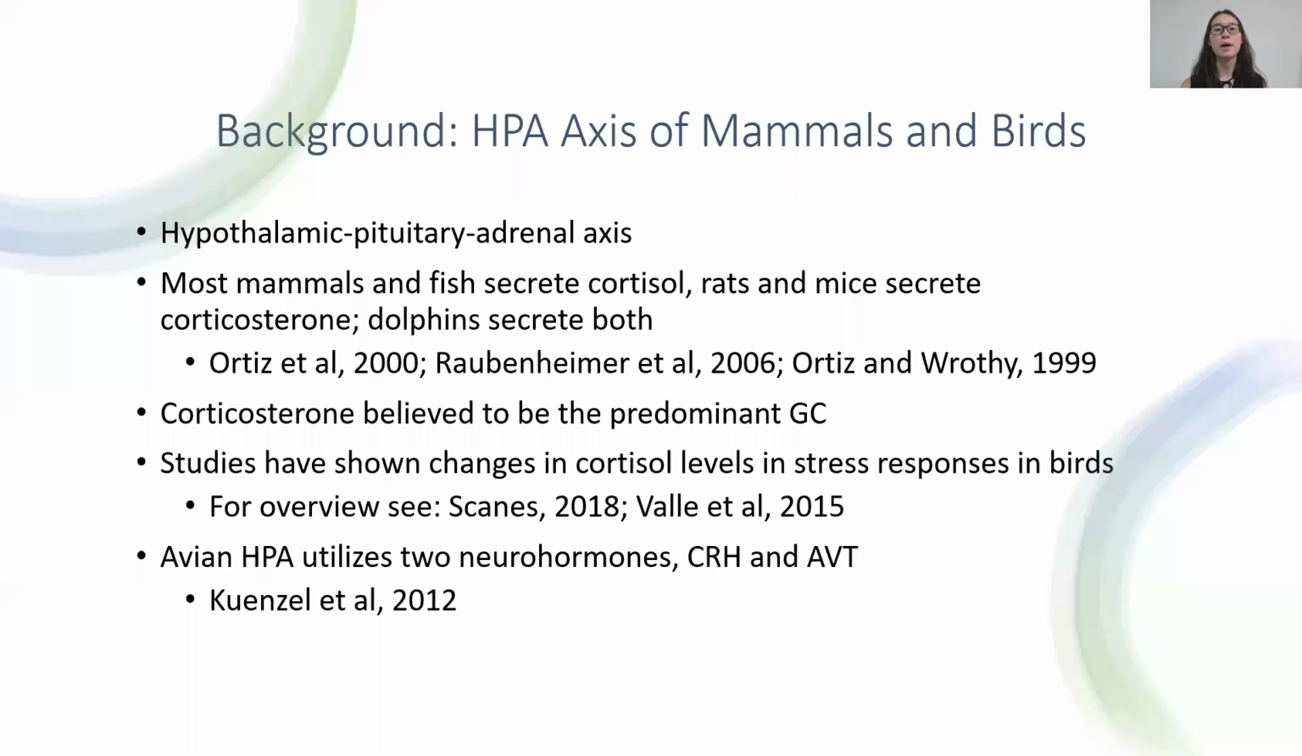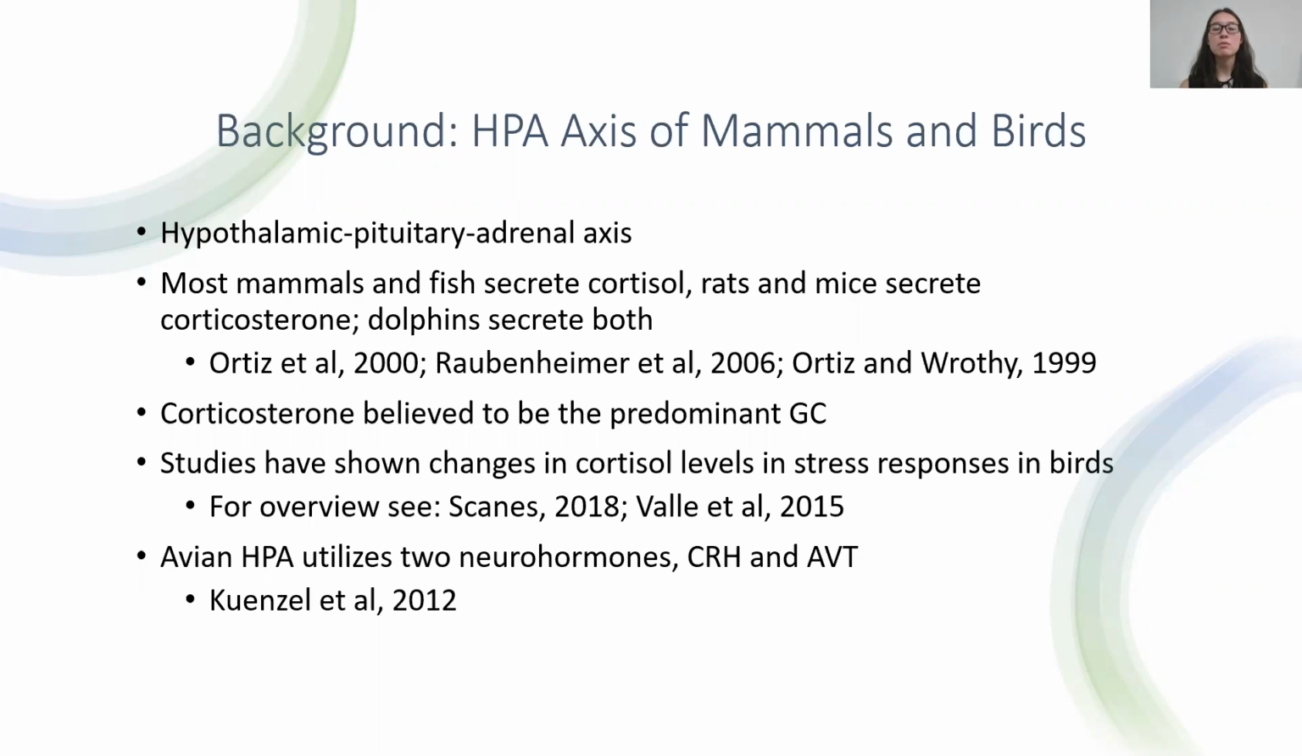So to start off with the background on the HPA axis of mammals and birds, HPA stands for hypothalamic pituitary adrenal axis. So it has interactions between three main components. There is a bit of variability in which glucocorticoid is dominant in animals. For example, most mammals and fish secrete cortisol, while rats and mice secrete corticosterone, and dolphins are actually ones to secrete both. In birds, it was believed that corticosterone was the predominant glucocorticoid.